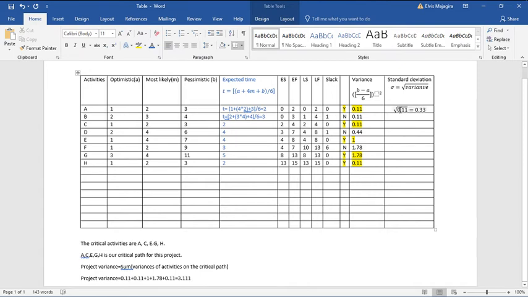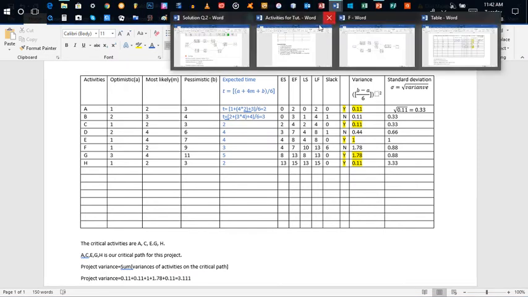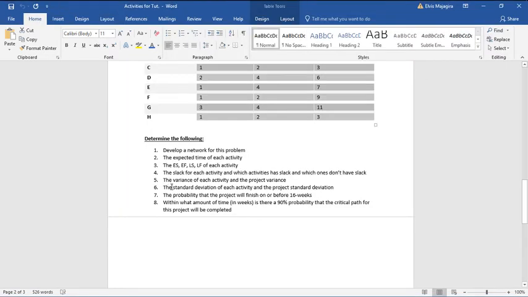Okay, so this one here is our variance, and this is our standard deviation. For activity B, it can be the same thing: 0.33, 0.33, 0.661, 0.88, 0.88, and 3.33. So we've answered a part of question 6, the standard deviation of each activity. Okay, hope that was slow enough.